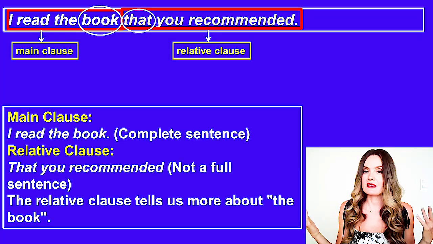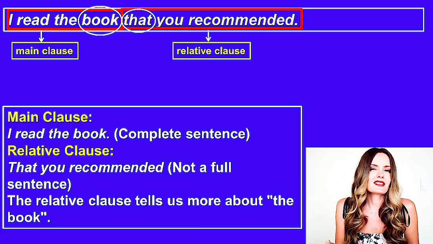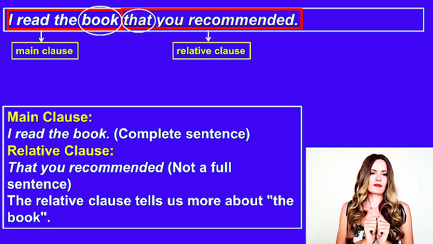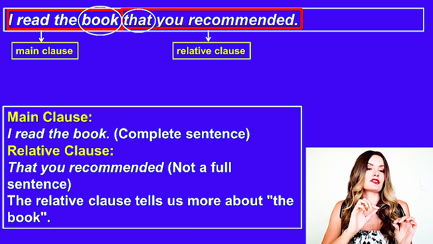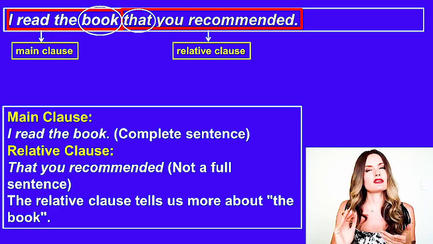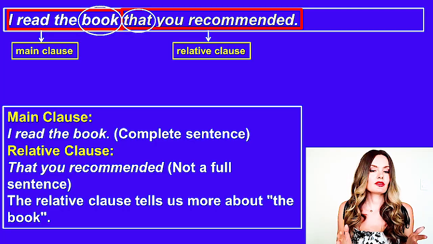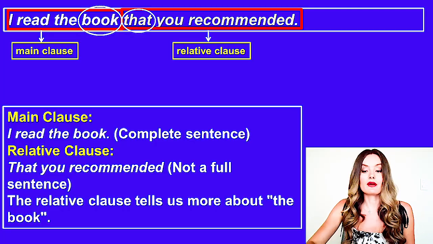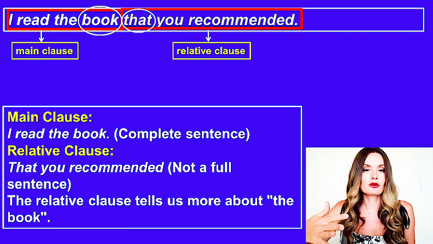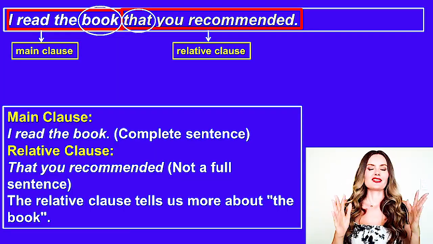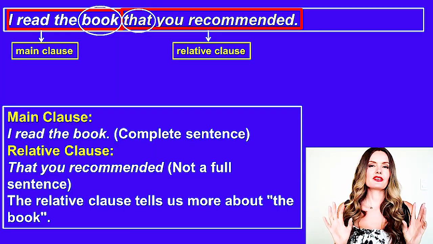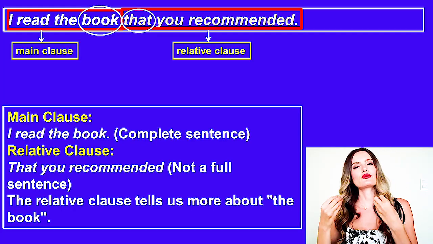I read a book is the main clause. It's a complete sentence. It can stand alone. The relative clause that you recommended is not a full sentence. The relative clause tells us more about the book. What kind of book? That you recommended. So now I hope you understand the difference between the main clause and the relative clause.